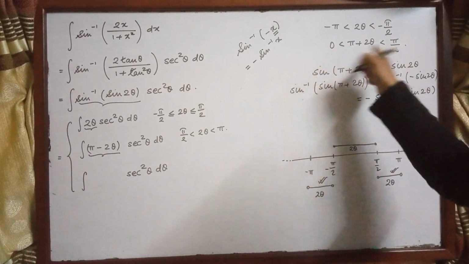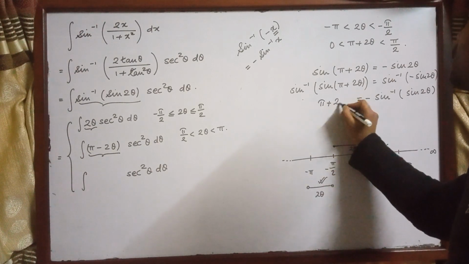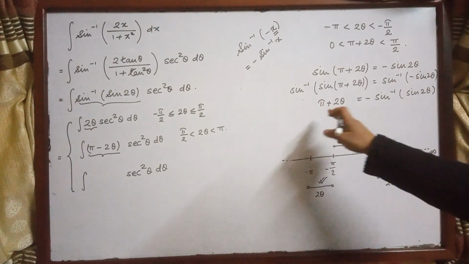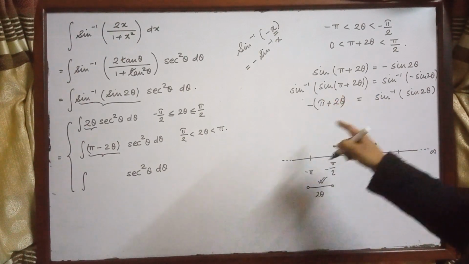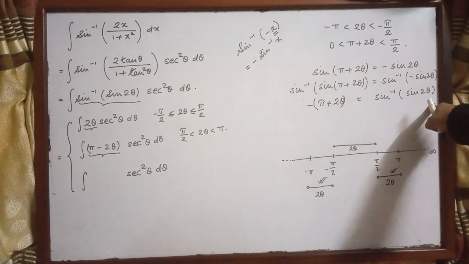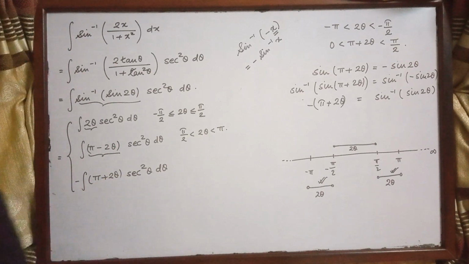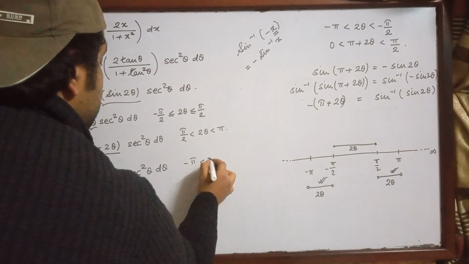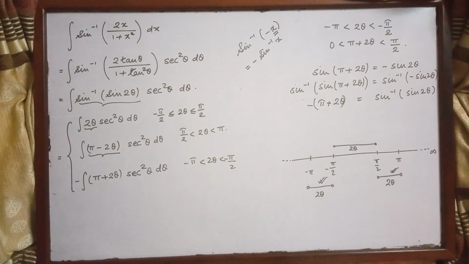And since this is between 0 and pi by 2, we can write pi plus twice theta to be equal to minus sine of this. So sine inverse sine twice theta is equal to minus pi plus twice theta in this case. In this case means minus pi less than twice theta less than minus pi by 2. Okay, this is it. This is all.